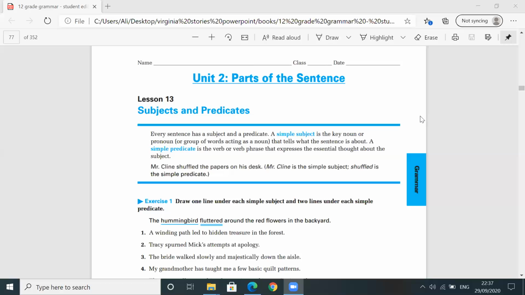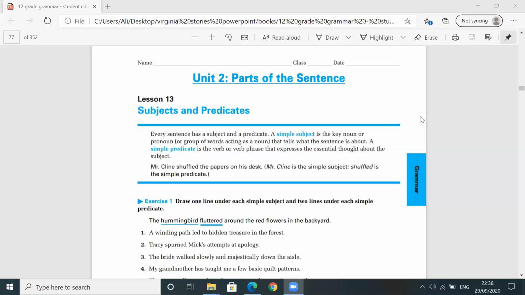For example, Muhammad played football yesterday. So Muhammad again is the simple subject, okay? Now played is the simple predicate because I'm telling you what Muhammad did yesterday. So sentences could be split into two parts, a simple subject again, and a simple predicate.